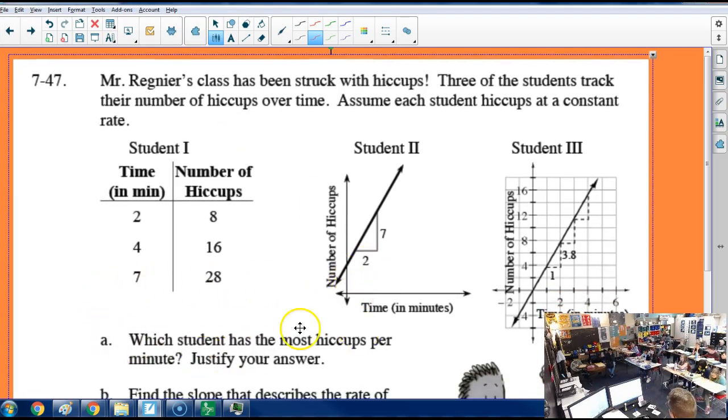Which student hiccups the most? If somebody wouldn't stop hiccuping, it would drive me crazy, and I might just collect data on it. So student 1 has hiccuped over the course of 7 minutes with 28 total hiccups. Wow, that's not that bad. Student 2, when they tracked the hiccups for a 2-minute time span, hiccuped 7 times in the 2 minutes. That's really not that bad either.